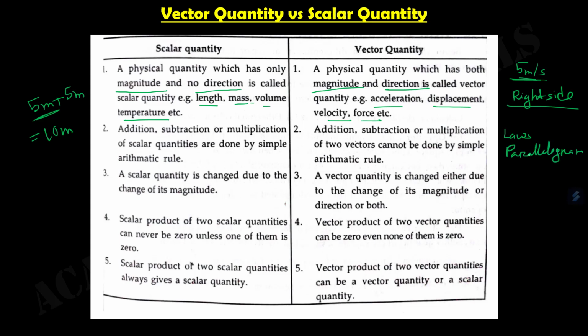For multiplication we need to know what is cross product and what is dot product, these kinds of laws. We cannot use simple arithmetic rules for vector quantities.